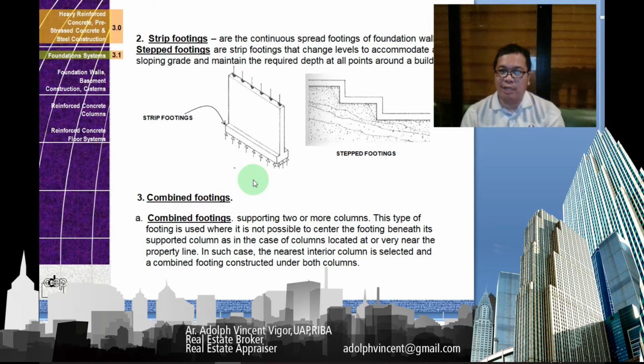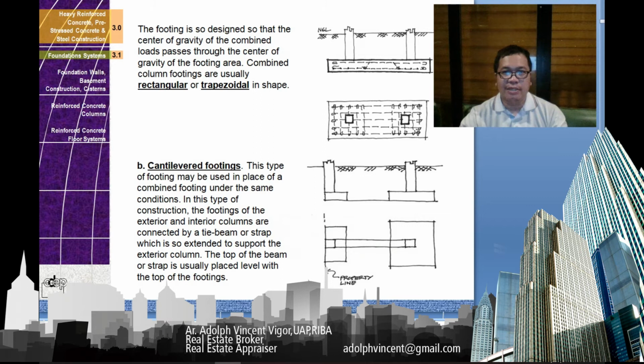So in my experience, class, combined footings usually happen if the columns are too close to each other. So instead of doing the foundations separately, you just combine them because they are too close. Okay, so those are combined footings. Let's move on to the next.